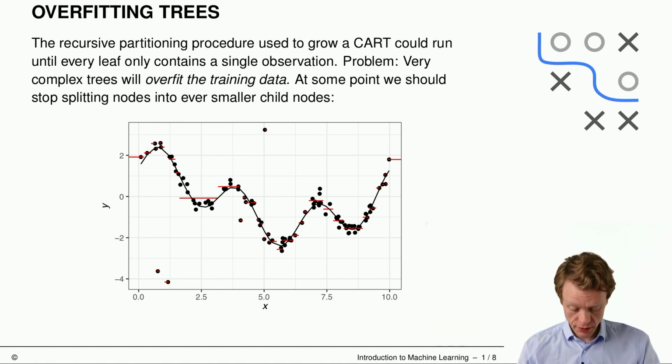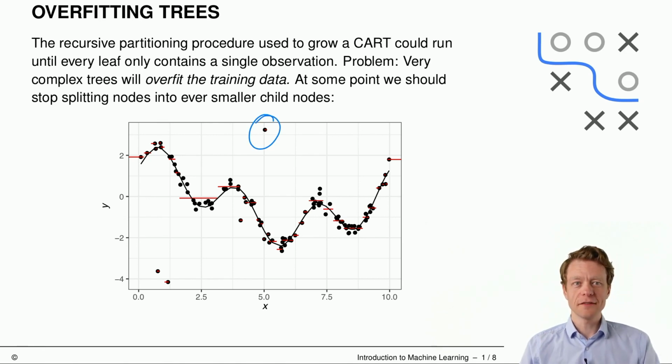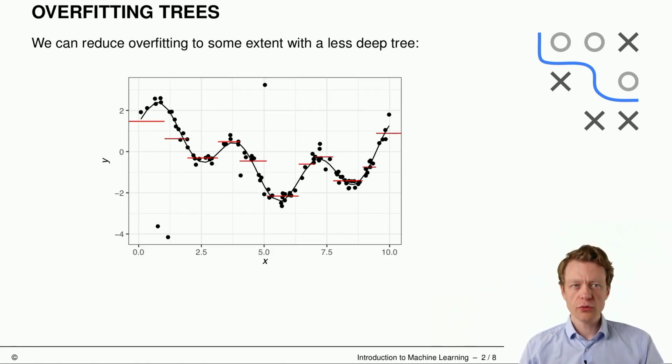So here you see an overfitting tree. For example, if you look at this observation here, this is a leaf with just one value, so the optimal constant in that node will be exactly the target value of this observation. And of course this overfits very badly. So we can reduce overfitting to some extent with a less deep tree, if we just stop earlier than growing until the end.